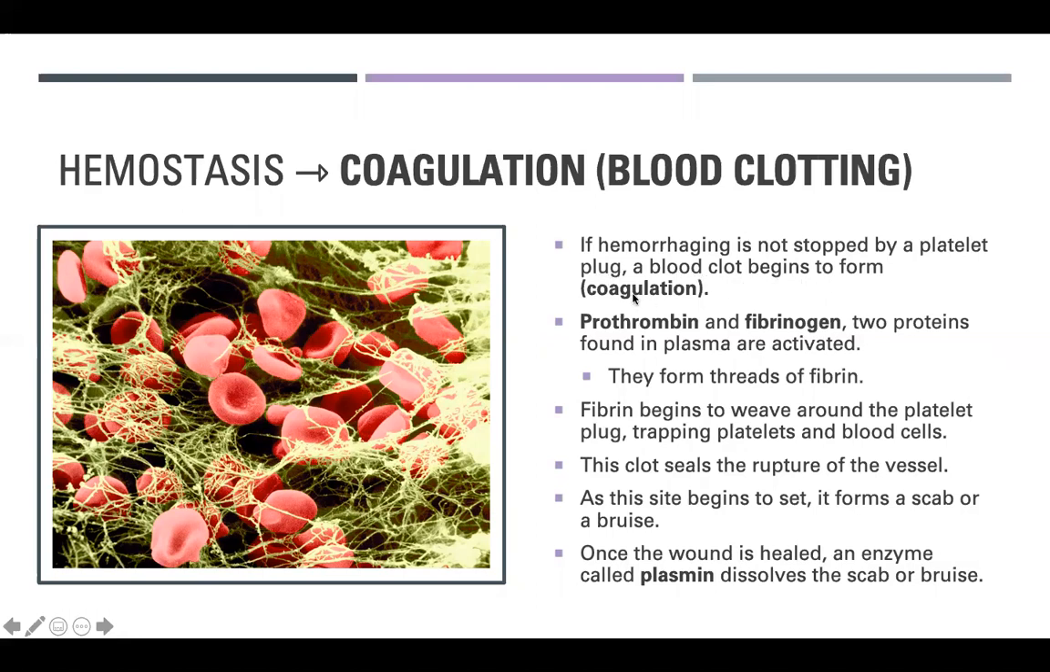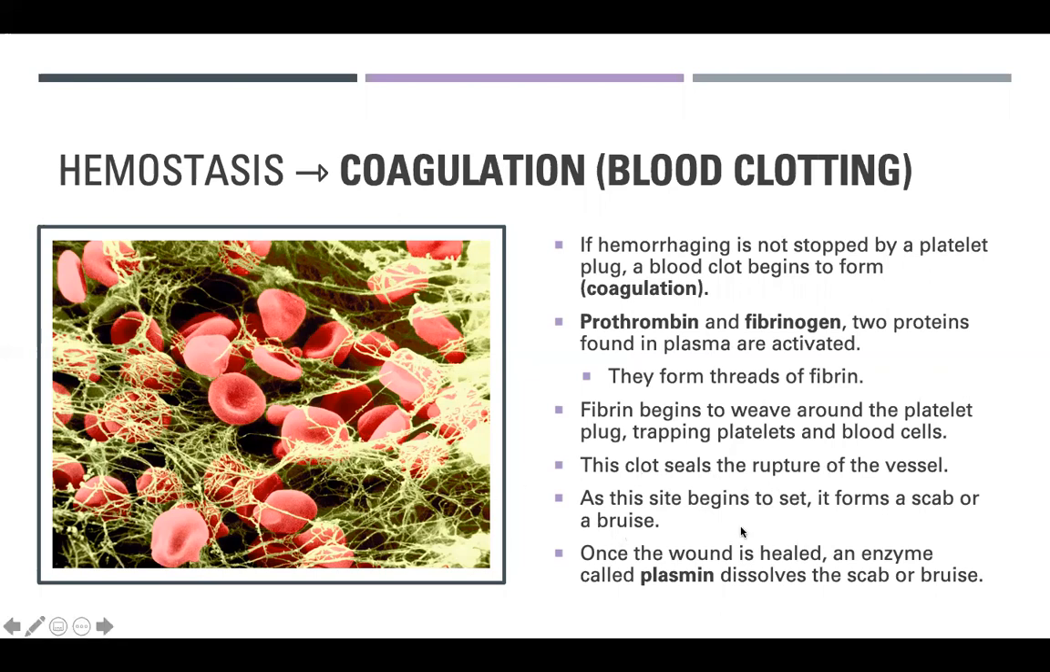If you remember back from last lesson, we had the 2 proteins found in our plasma, one called prothrombin and the other fibrinogen. These 2 are involved in the blood clotting process. There's a chain reaction between these 2, and essentially fibrinogen gets converted into a protein called fibrin. Fibrin begins to weave around the platelet plug, trapping platelets and blood cells and really stopping that loss of blood. It's going to seal the rupture of the vessel.